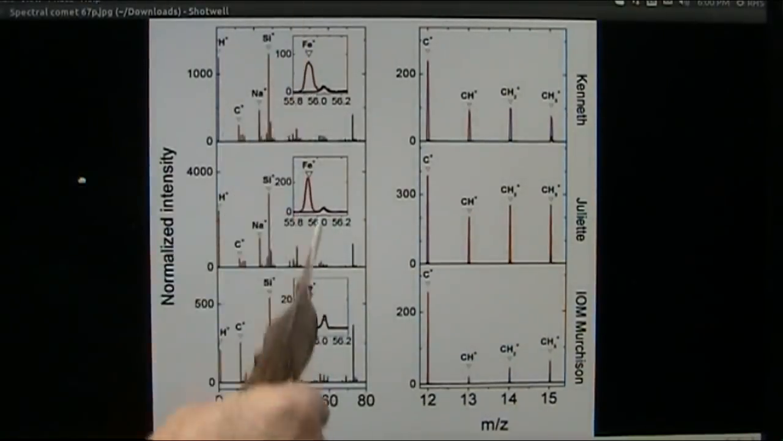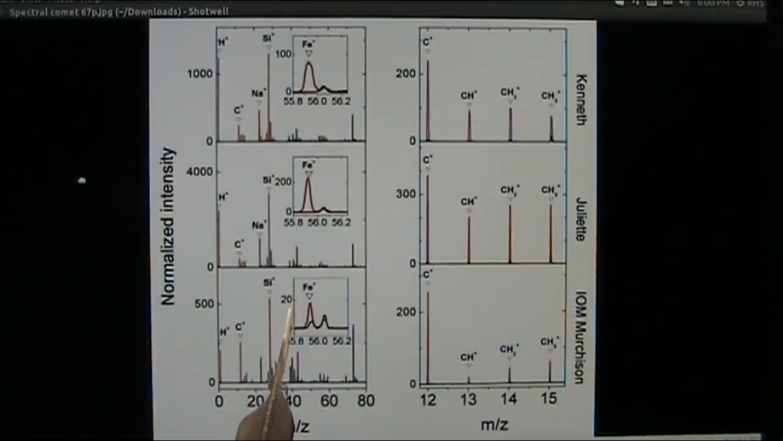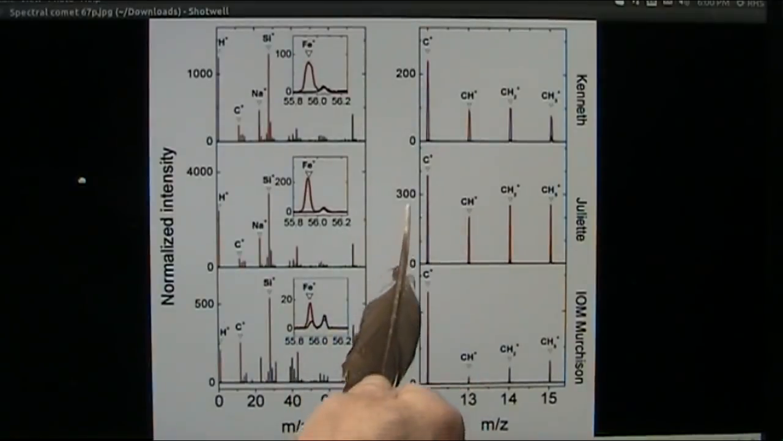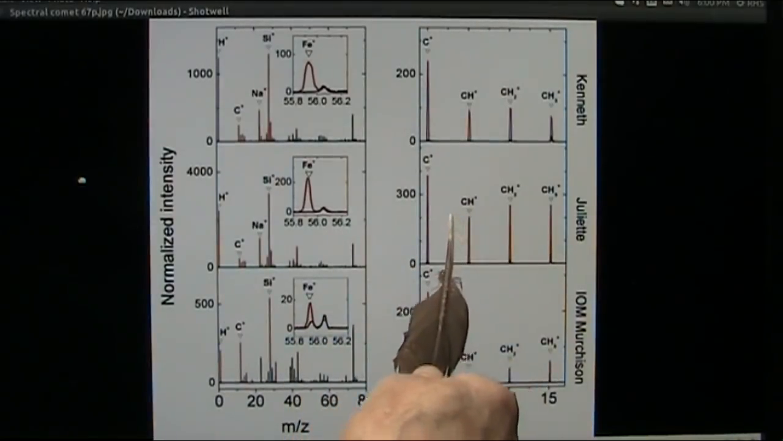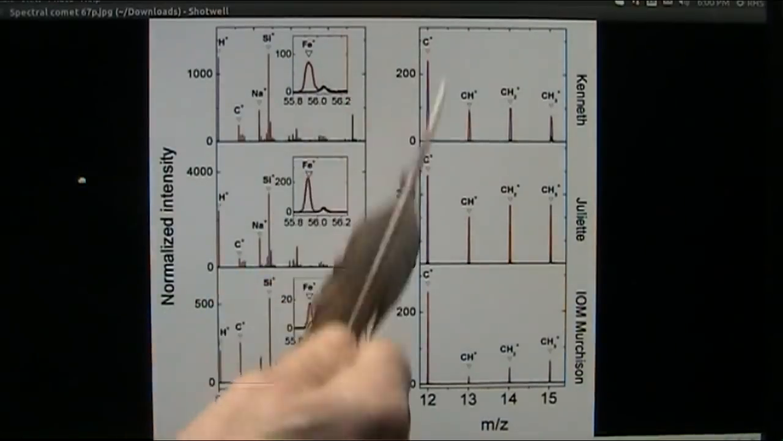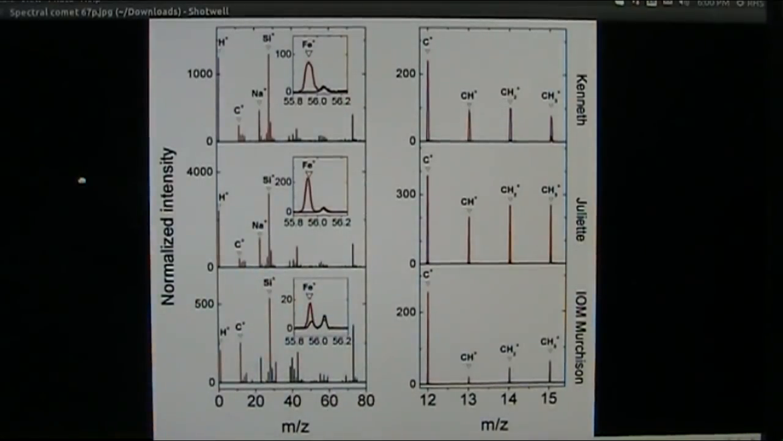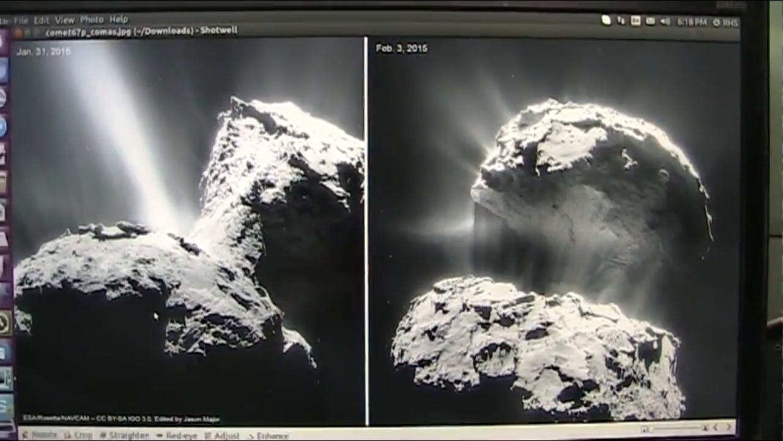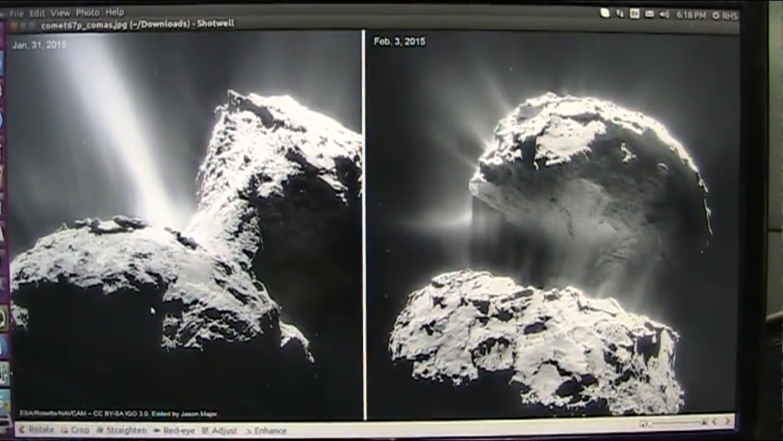This is exactly identical chemistry to a creature. Iron, silicon, sodium, hydrogen, carbon, methanes, hydrocarbons. It's exactly what it is. And they went out and they landed on there and they tested it and exactly what it is. And let me show you the anatomy, and nobody can deny it. Cannot be denied. Okay, my friends, that's not dust.